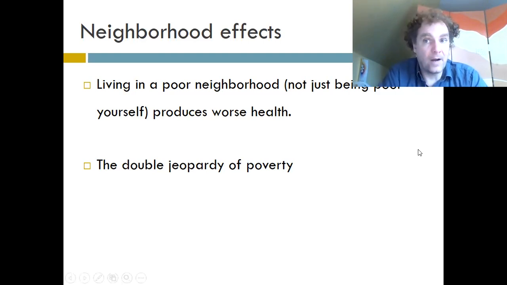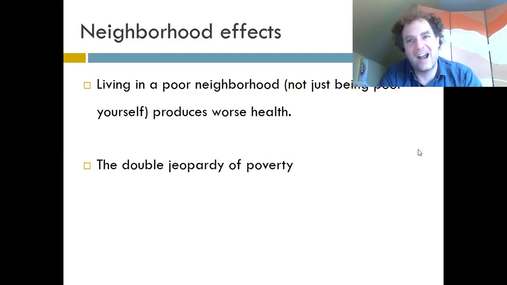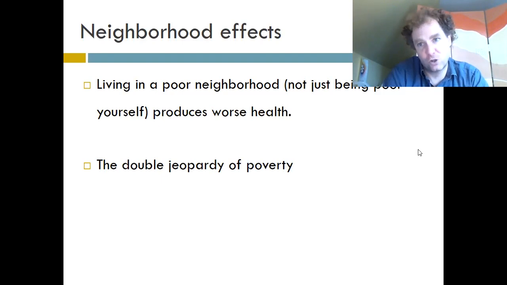But, right, then we can ask, well, who's more likely to live in a poor neighborhood? People who are poor, right? And so this is called a double jeopardy of poverty, right? The double jeopardy is, you get charged twice. And so the way you can think about it is people who are poor, they're going to have worse health because of their own personal economic position. But also on top of that, they're going to have worse health because they live in a poor neighborhood. And so they in some sense, get hit twice.